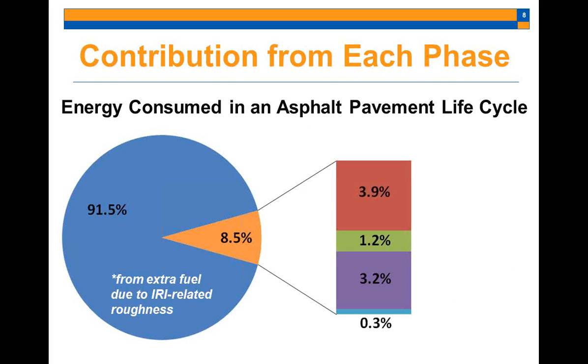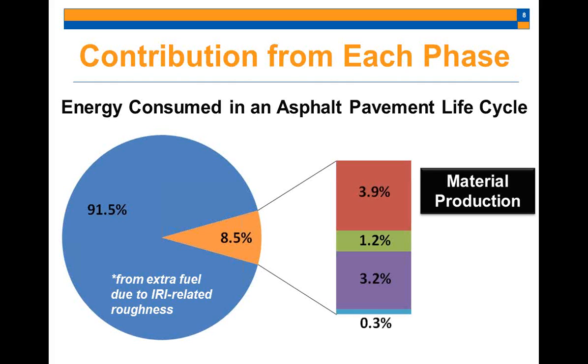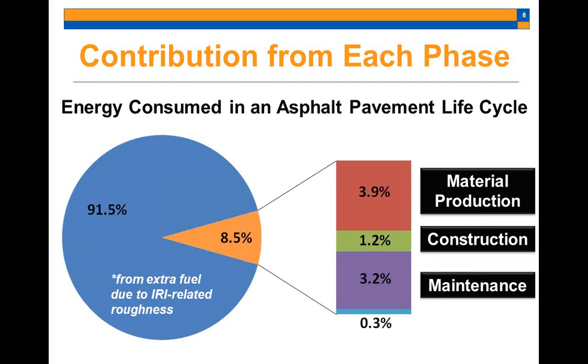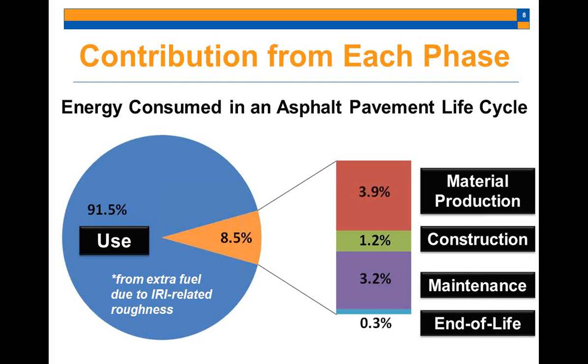But in a typical example of an asphalt pavement life cycle for energy, you can see the contribution from the materials production phase is about 4 or 5%. The construction phase is about 1 or 2%. The maintenance, again, about 3 or 4%. The use phase is 80 to 89%, as you can see here. And finally, end of life, which is usually a very small percentage, depending on the scenario that you're using.